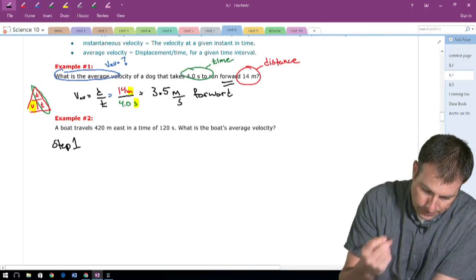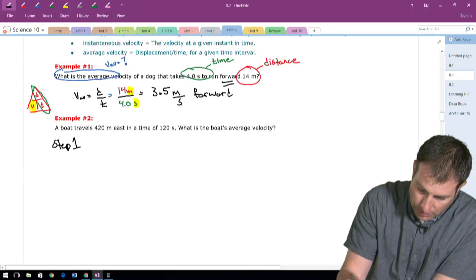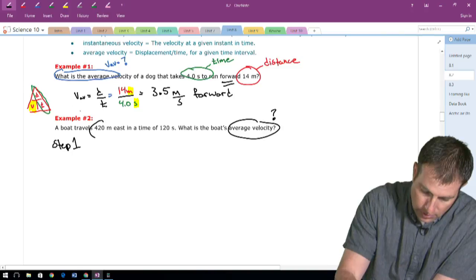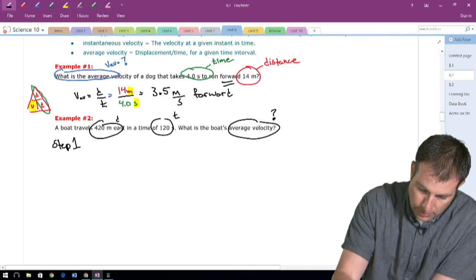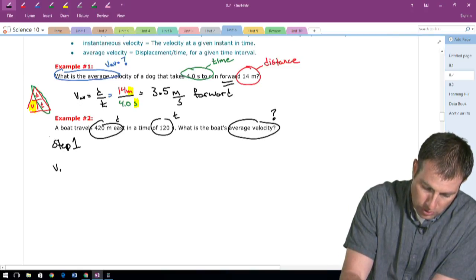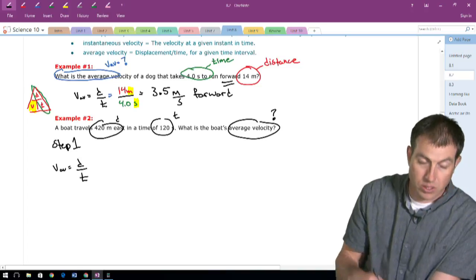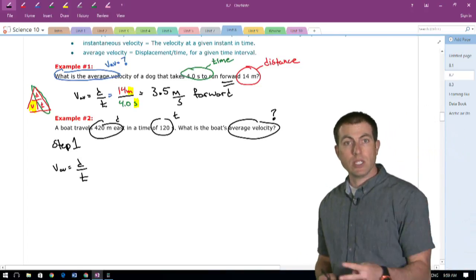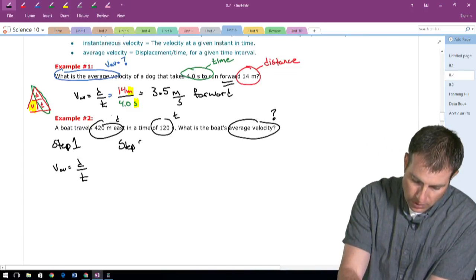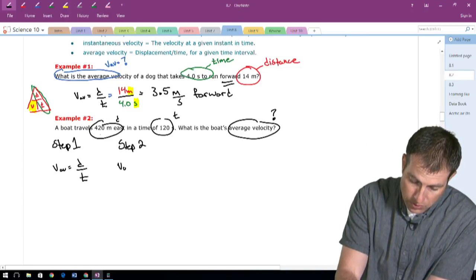Step 1, our equation. If I read the question, it's almost the same as this. I'm interested in finding the average velocity. I have a distance and I have a time, so it's the exact same as the previous one. Average velocity is distance divided by time. So there's my first step, I've written down my equation. My second step is substitute values in my equation.